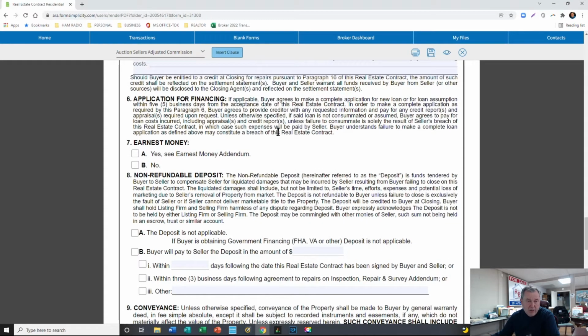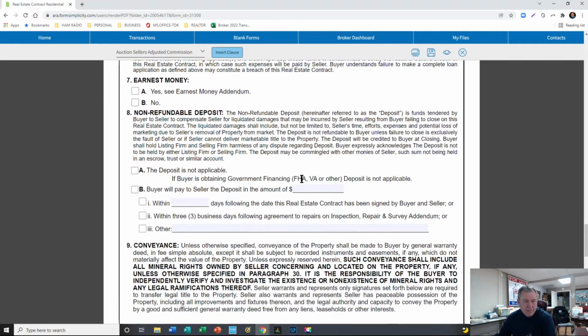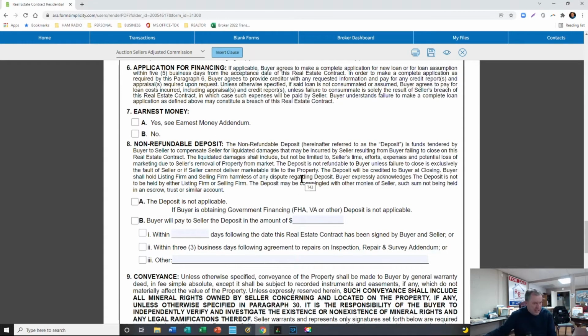Your buyers need to also understand these paragraphs that don't need anything filled in, such as application for financing within 5 business days from the acceptance of this real estate contract. An application is defined here. They need to give several things in order for an application to happen. Earnest money is another thing. If you do submit earnest money, there is an earnest money addendum that you'll also need to fill out and submit with the contract.